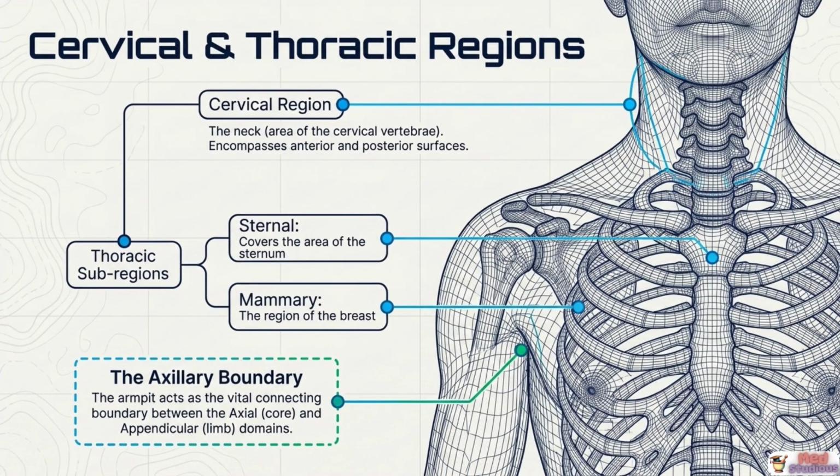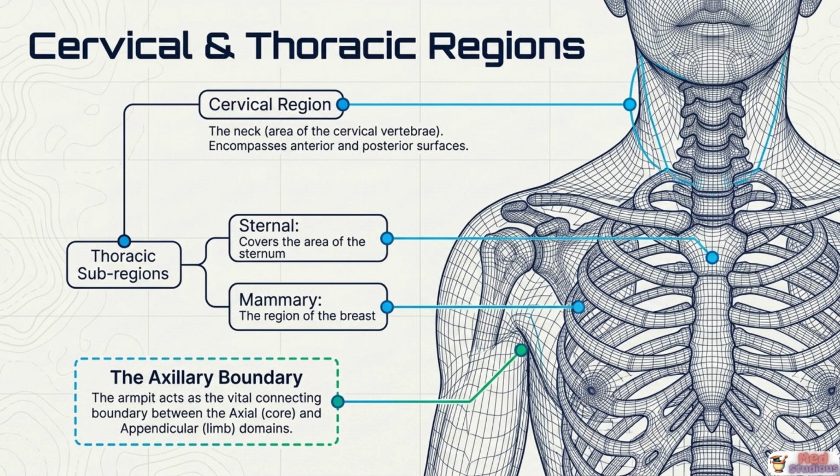Descending from the head, we enter the neck and chest, two of the most clinically critical regions of the entire axial body. The cervical region encompasses the neck, the area of the cervical vertebrae, C1 through C7. It encompasses both anterior and posterior surfaces. The anterior cervical region contains the major vessels of the neck, the carotid arteries and jugular veins, the trachea, the esophagus, and numerous cranial nerve branches. The posterior cervical region overlies the cervical spine and is the site of cervical strain, disc disease, and referred pain to the upper limbs.